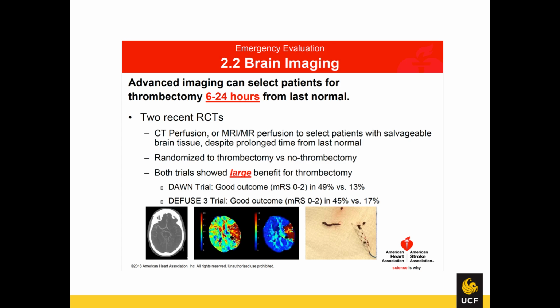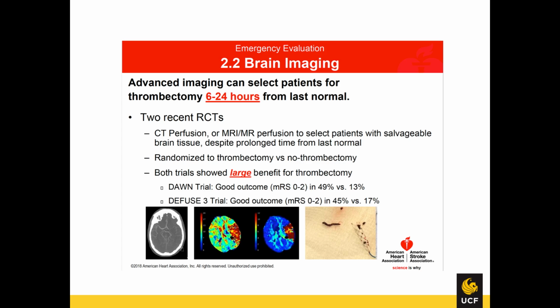Advanced imaging can occur for thrombectomy 6 to 24 hours from the last normal. Two recent RCTs that I thought were important include CT perfusion or an MRI perfusion to select patients with salvageable brain tissue despite prolonged time from the last normal. So this is what I was talking about before, where it might actually be longer than 3 hours. Randomized to thrombectomy versus no thrombectomy, both trials showed large benefit from thrombectomy procedure.